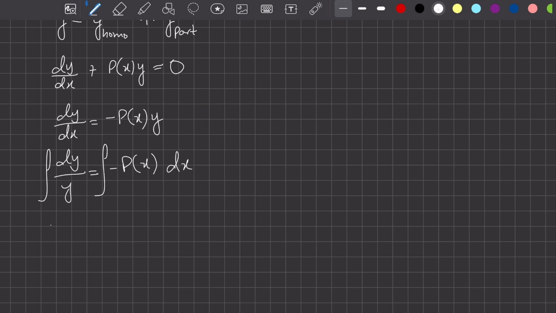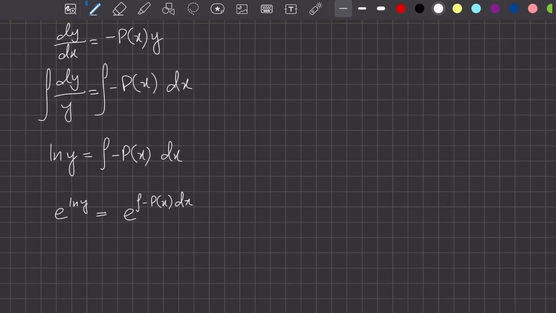The left side is evaluated to give ln y, and to find y, we take the inverse of ln on both sides, which tells us that the solution to the homogeneous part is given as e power negative the integral of p, and the particular part can be understood through examples.